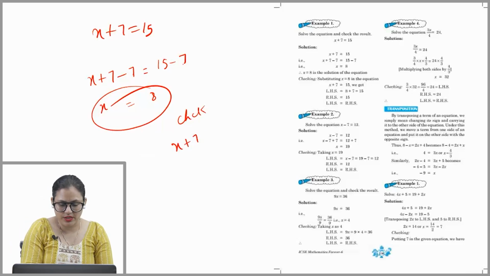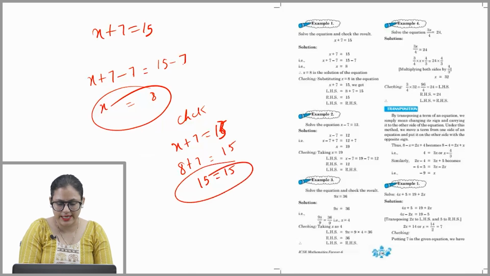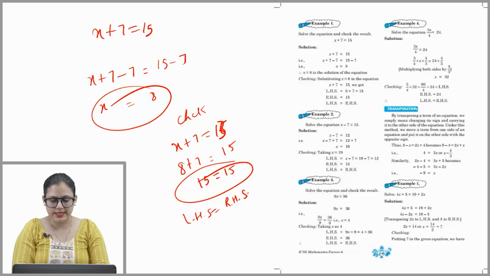x plus 7 is equal to 15. We will put the value of x in this equation. 8 plus 7 is equal to 15. So 15 is equal to 15, which means LHS is equal to RHS. That means your solution is correct.